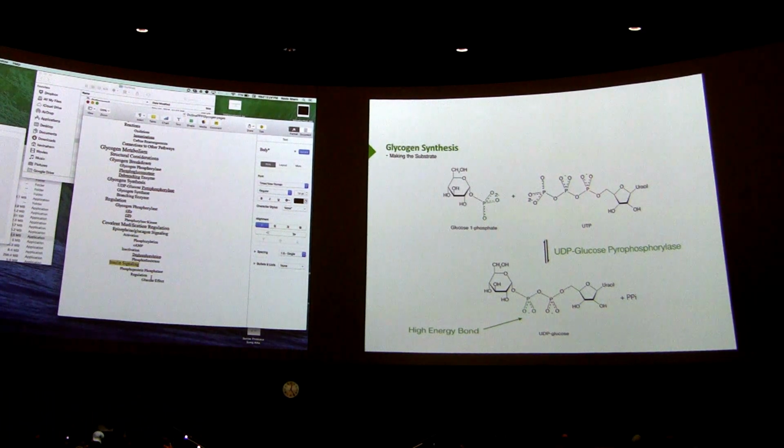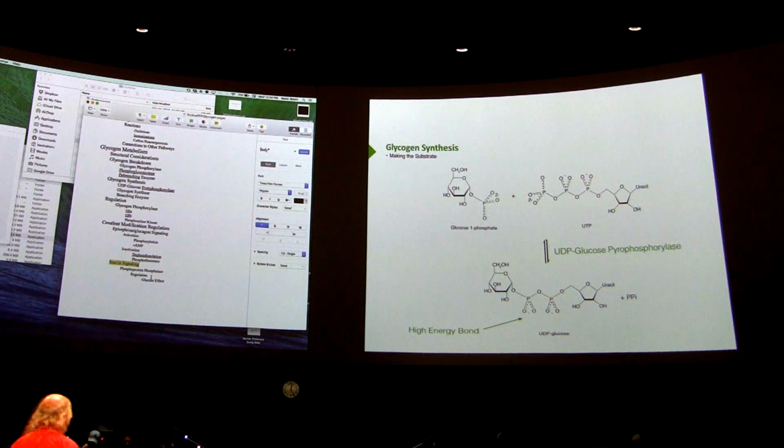And the high energy bond occurs right there where those phosphates are. The bond between the glucose and the phosphate is a high energy bond. That bond will be broken, and glucose will be added to a growing glycogen chain in the next reaction I'm going to show you. So UDP glucose is, in fact, a high energy bond.